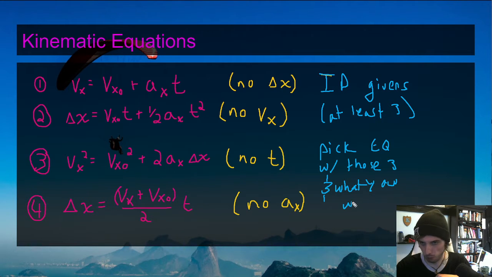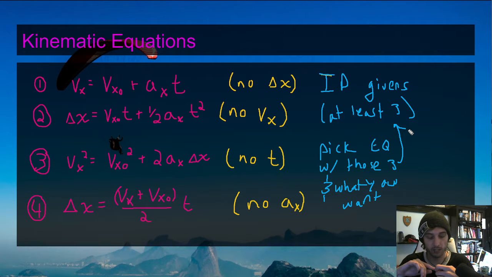So the 3 that you have already, pick the equation that has those 3 and has what you're actually looking for. If you do that, you should be good to go. If you accidentally pick an equation with 2 variables, you'll hit a dead end. If that happens, don't worry about it, just pick a different equation.